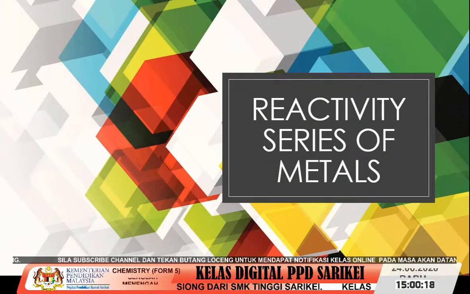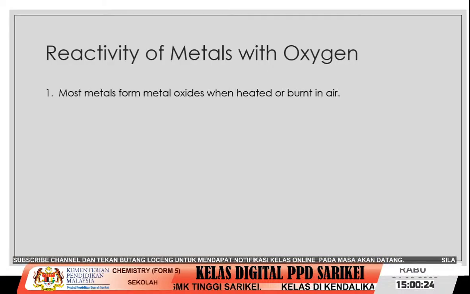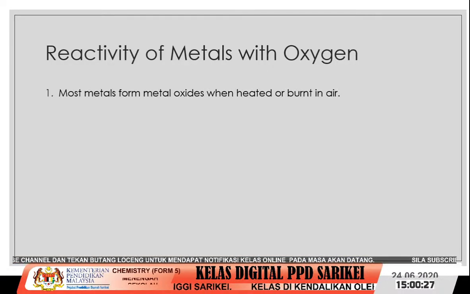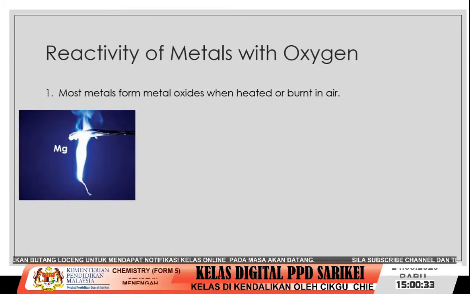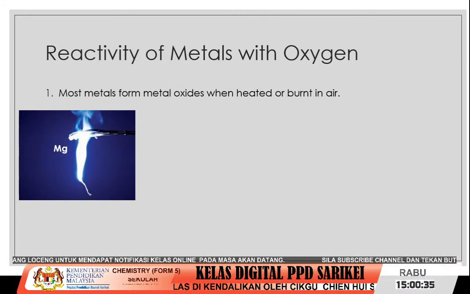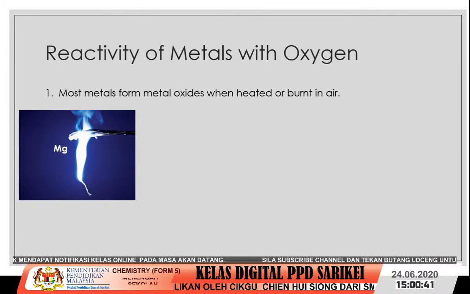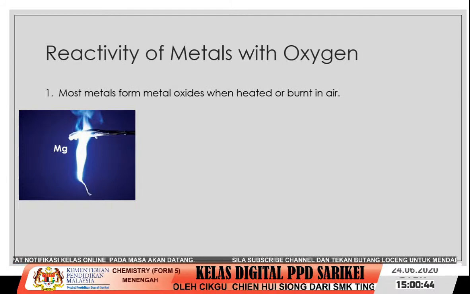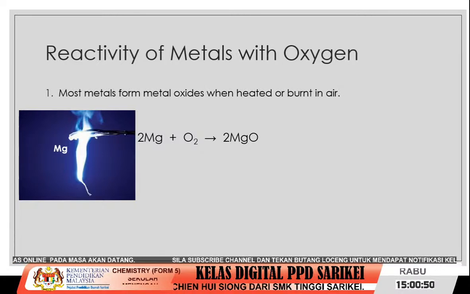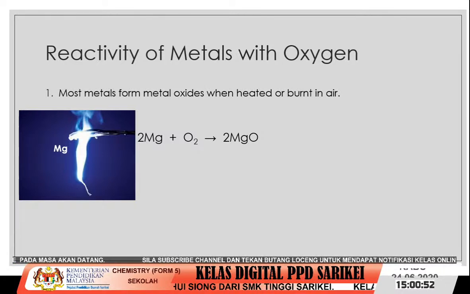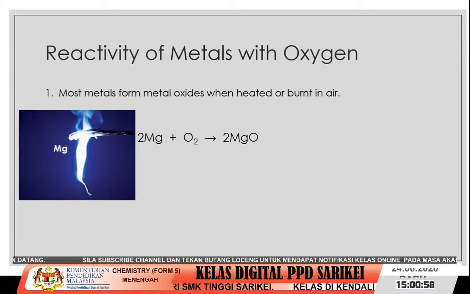In this lesson, we will focus on the reactivity series of metals with oxygen. Most metals form metal oxide when it is heated or burns in air. This photo shows a magnesium ribbon burns brightly in air to form a white solid called magnesium oxide. This chemical equation represents the reaction that occurs between magnesium and oxygen. Magnesium reacts with oxygen to produce magnesium oxide.